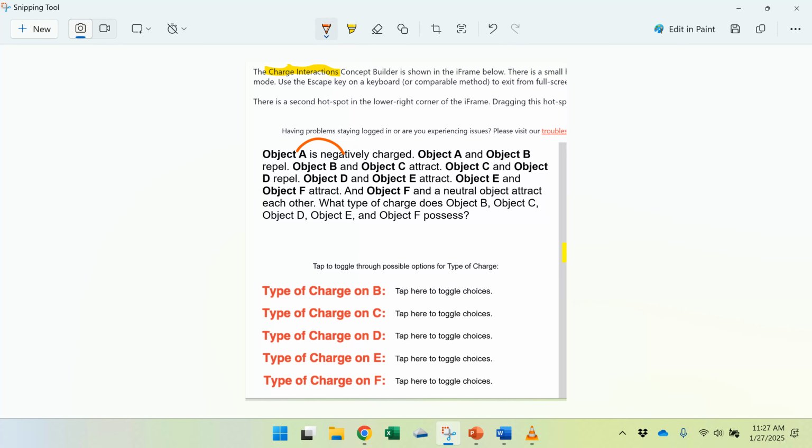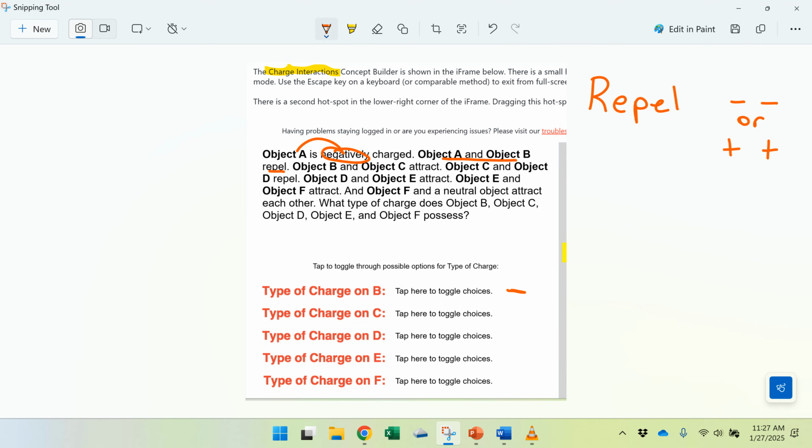It tells you that A is negative and that objects A and B repel. So that tells you the only way things repel is if they are negative, negative, or positive, positive. That's the only two ways. Since A is negative, then that tells us that B has to be negative.